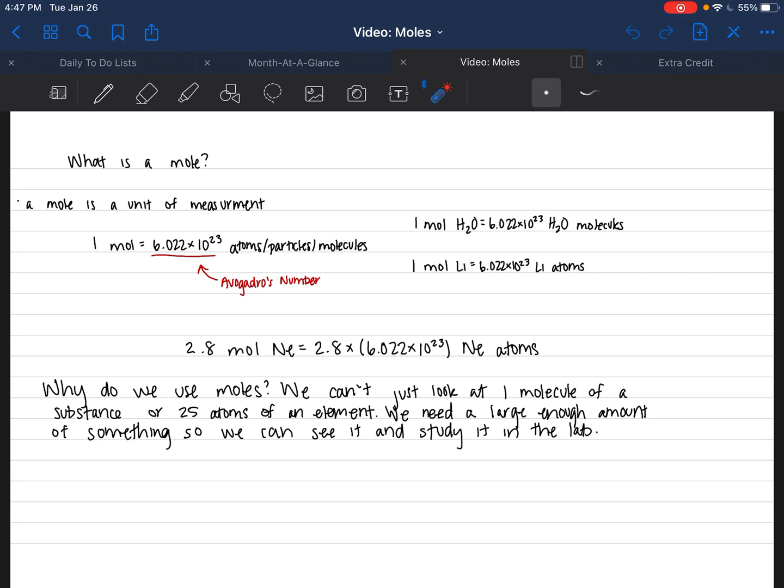So why do we use moles? Well, we can't just look at one individual molecule by itself, or 25 atoms of an element, for example. Those things are just too tiny that we can't see them with the naked eye. So we need a large enough amount of something, and in this case, it is a very large amount. I mean, 6.022 times 10 to the 23 is huge, but because these things are so teeny tiny, we need a very large quantity so that we're able to visualize it and actually experiment with it and study it in the lab. So that is why we use mole as our conversion in chemistry.